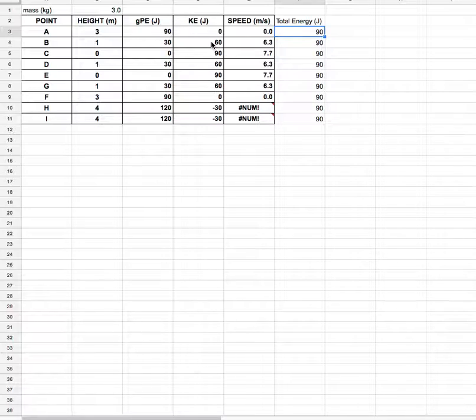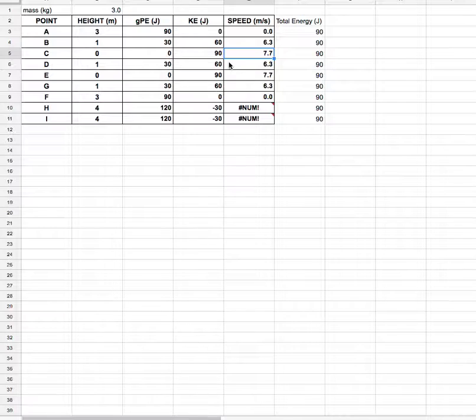So if that's the case, then the kinetic energy is just the total energy minus the gravitational, because there's no spring, so all of the rest of it must be kinetic. So 60 there, 90 there, because there's no gravitational at C, 60 again. Then it took a little bit of algebra, but I could take the square root of the kinetic energy times 2 divided by the mass, and I get the velocity, or the speed.